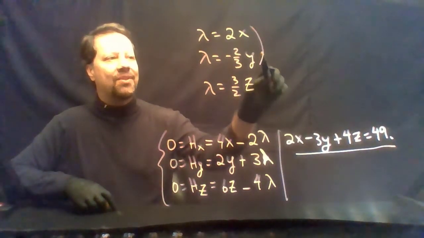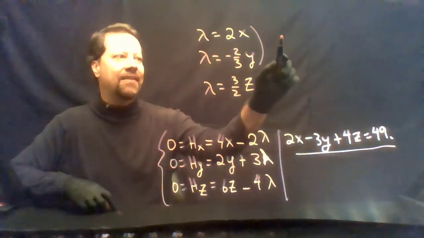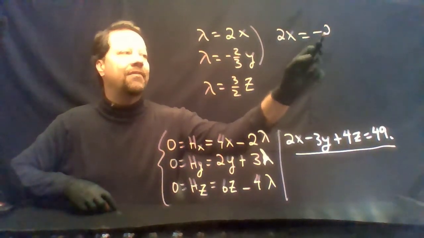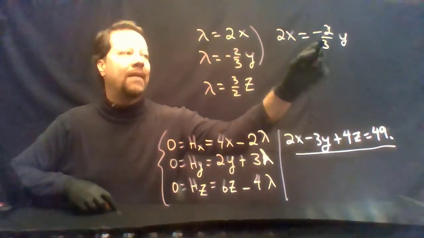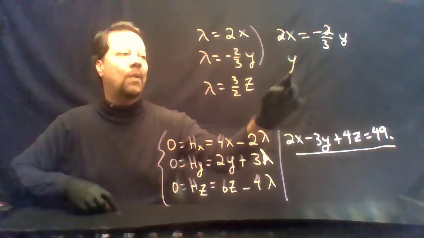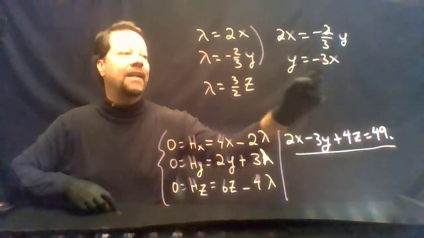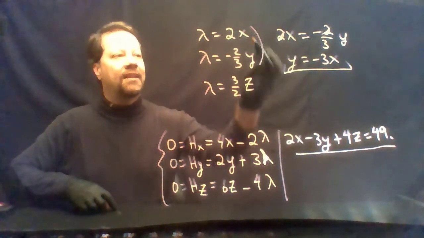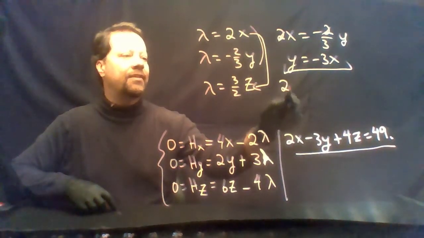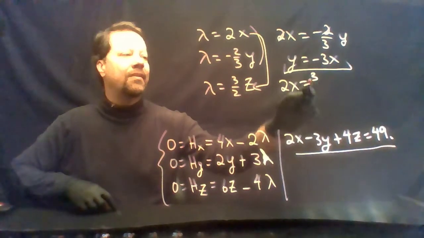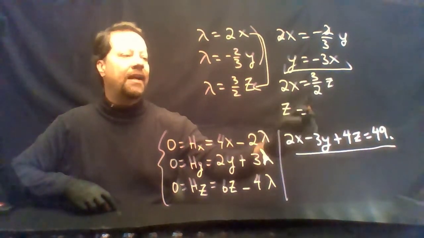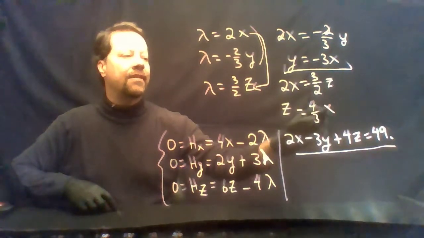If we take these first two equations together, we have 2x equals negative 2 thirds y. We can cancel the 2 off and multiply the 3 over and the negative and get y is negative 3x. If we take the first and third equation together, we'll have 2x equals 3 halves z. Solving for z, we'll have 4 thirds x.